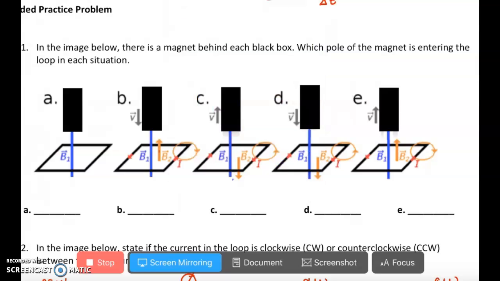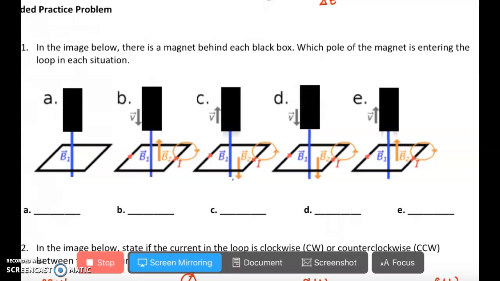Now, for question number 1, it's almost like we have to think backwards because we are given the direction of the induced current, and therefore using the curl right hand rule, the direction of the induced magnetic field. And we have to figure out what it was reacting to. We have to figure out the direction of the original magnetic field coming from this magnet that's moving in or out of the coil.